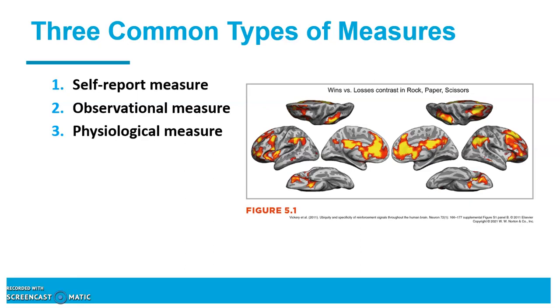Observational measures. This is where you're watching behavior and recording observable behaviors. How often somebody smiles, how often somebody talks, for example. Physiological measures. Think of brain scans and blood tests, measuring what levels of a hormone are in someone's blood, how much the brain is activated in response to some particular stimulus, those kinds of things. Okay.